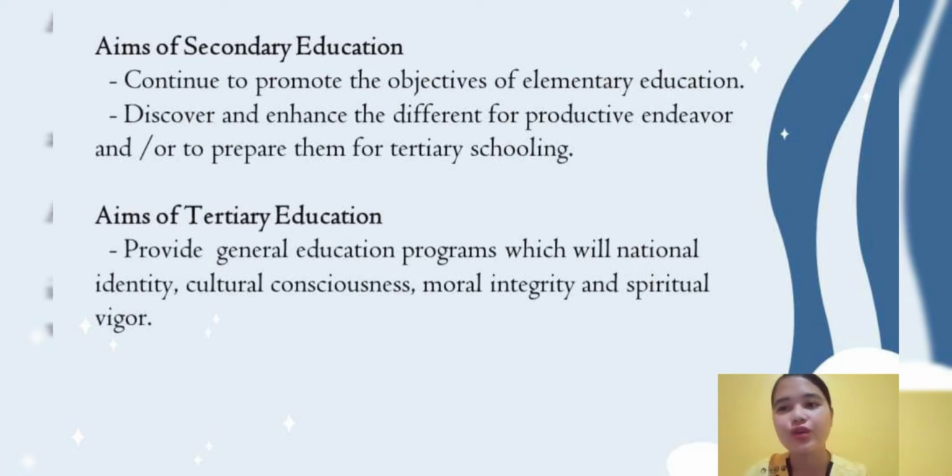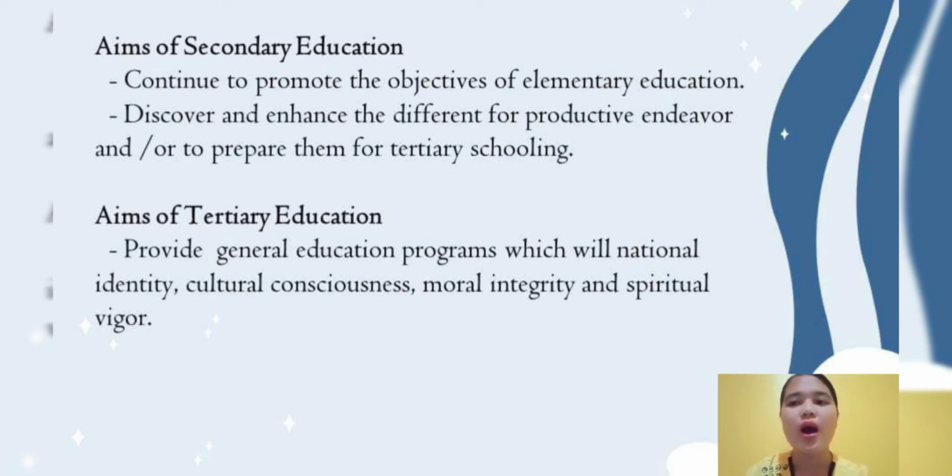Now let's proceed with tertiary education. So here it provides general education programs which promote national identity, cultural consciousness, moral integrity, and spiritual vigor. So this part is the higher level of education, as well as their thinking skills when it comes to national identity, wherein it talks about the essentialized notions of being. Then when we say cultural consciousness, it talks about the process of developing awareness of culture in the self, which can result in expanding understanding and developing deeper knowledge about individuals and context in school.